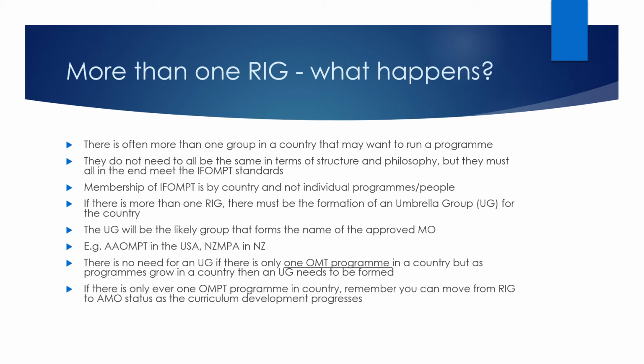For example, in the United States, the umbrella group is AOMPT, the American Academy of Orthopedic Manipulative Physical Therapists. There are many programs that are run in individual universities in the United States. These individual university programs are all accredited to the IFOMPT standard, but they are overseen by AOMPT. AOMPT oversees the accreditation of any new programs and also manages the moderation process as these programs continue to teach.